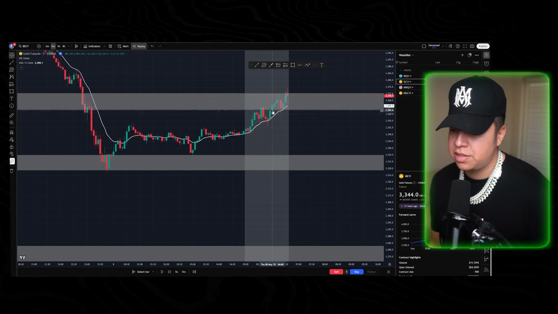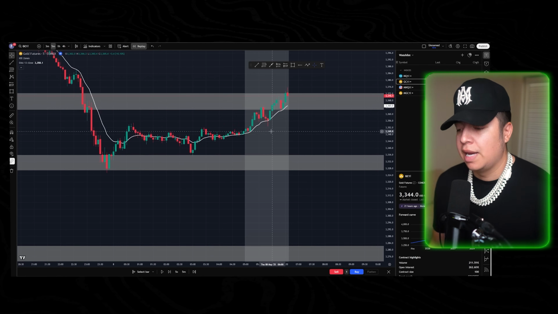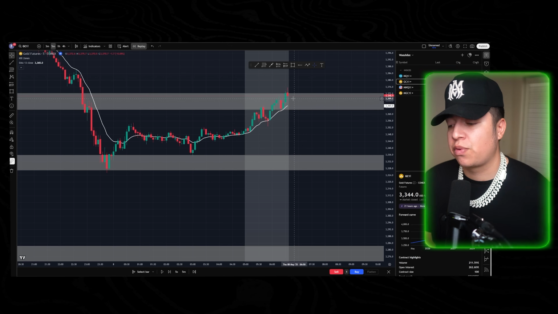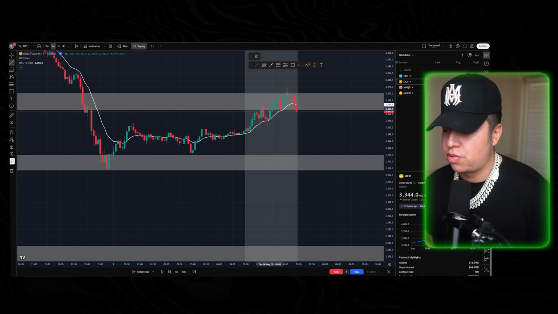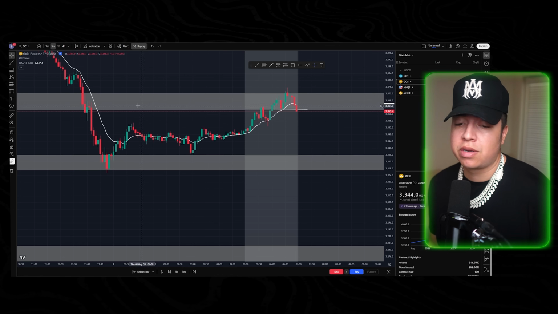Okay, so we came into this zone, we tapped it, and now that we tapped it, we're waiting for a breaker structure, right? So let's get the breaker structure. Now my breaker structure is right here. Now I look for minor breaker structures.